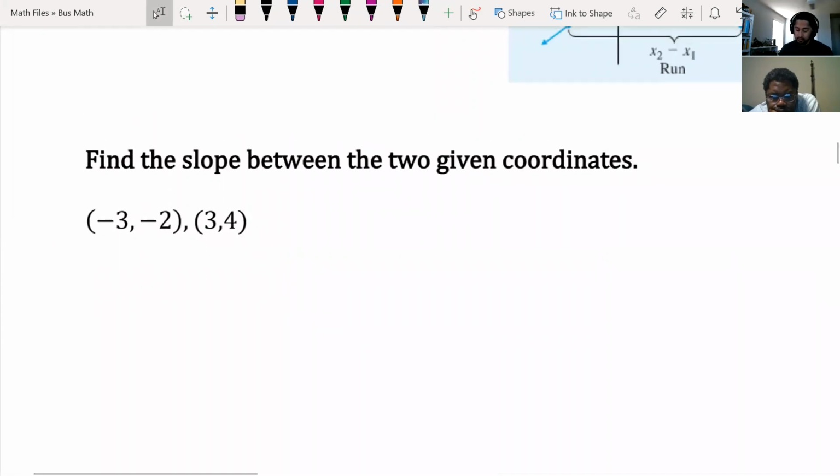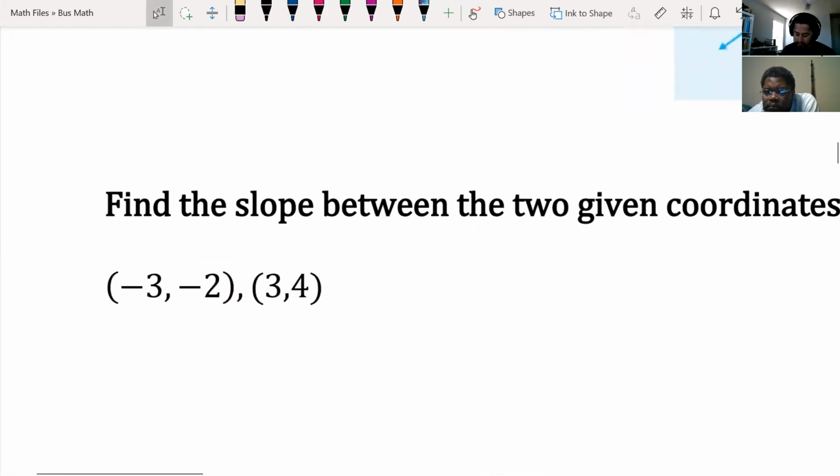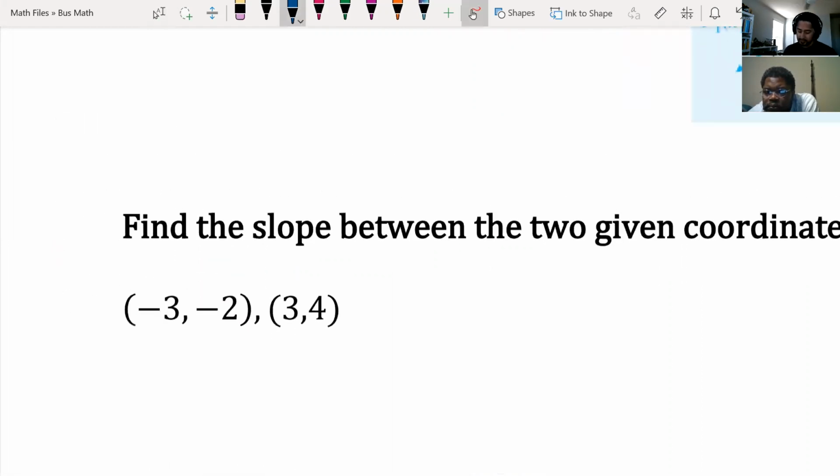Okay, so one of the most important things to do before we even start plugging in numbers is to label our numbers. Let's label what we have. The first coordinates I'm going to label as x1, y1. The next coordinates I'm going to label as x2, y2. If everything is nice and labeled, then it makes it easier to plug into the formula.